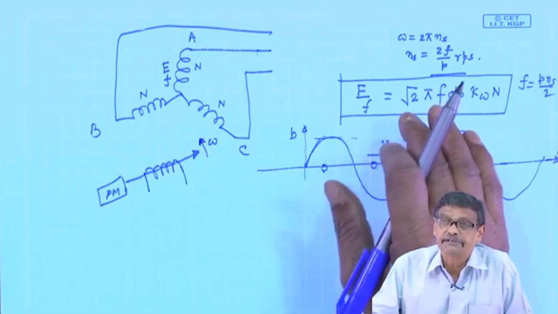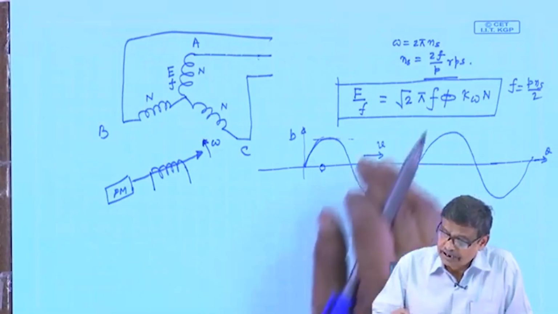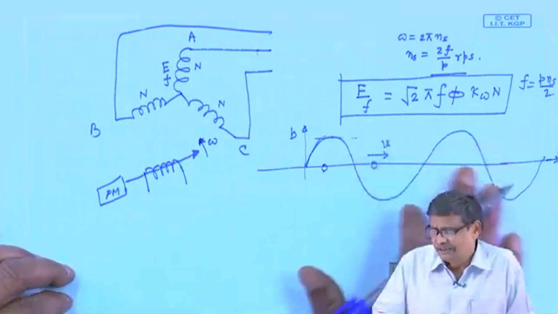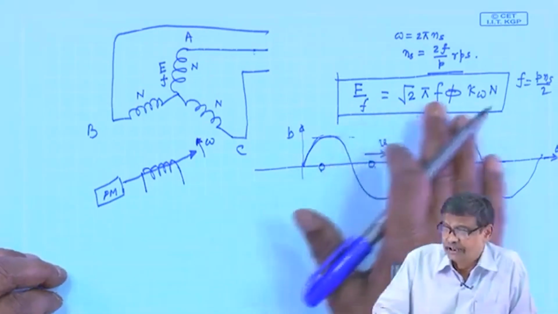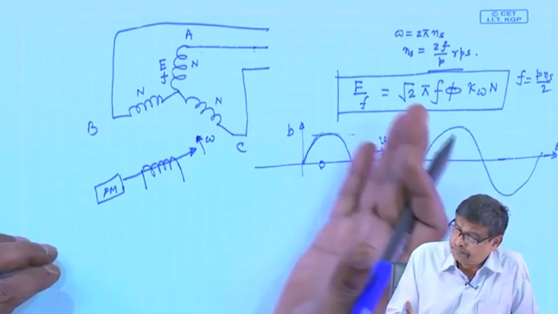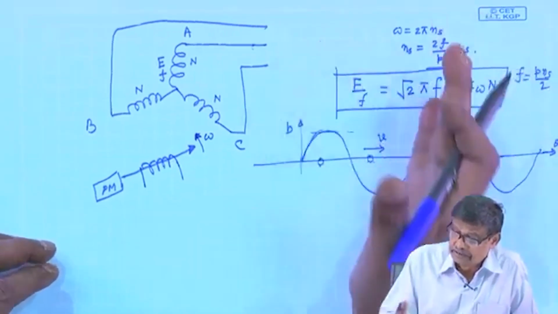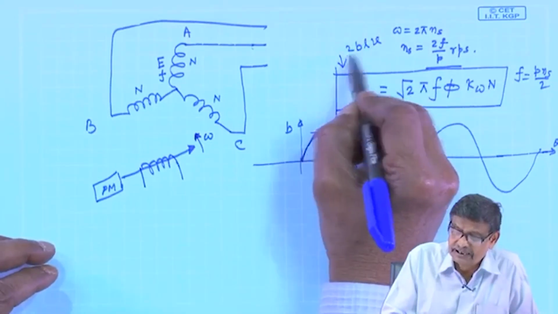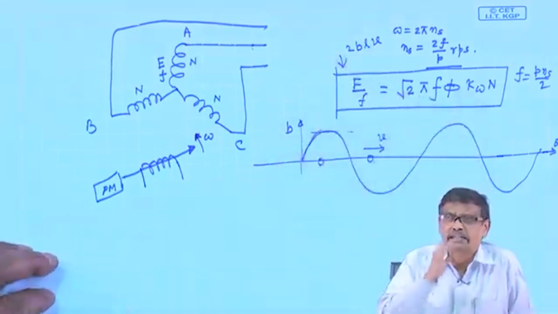Of course, I will get the same expression, and why I will do it will be clear. Also, it is necessary to know that I could get the same expression, at least think in that way, that this expression was obtained from 2 BLV. Then I calculated the RMS values in my earlier lectures.